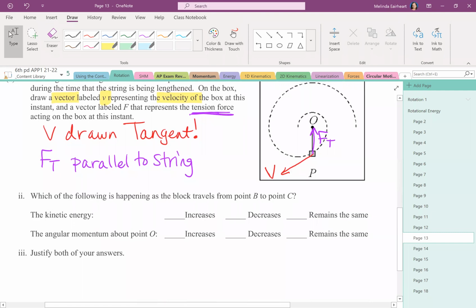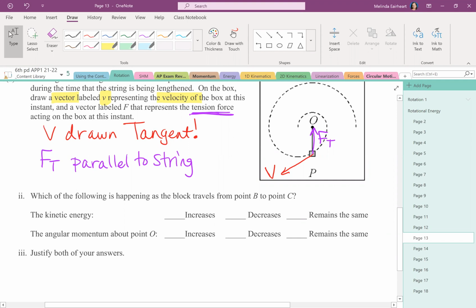All right, the next piece. Which of the following is happening when the block travels from B to C? Remember, point P is in that transition. So we're going to use the diagram that we just drew to apply some foundational physics in order to figure out what happens to the kinetic energy. Does it increase, decrease, stay the same? And just like always, I'm going to check the box last, physics first.